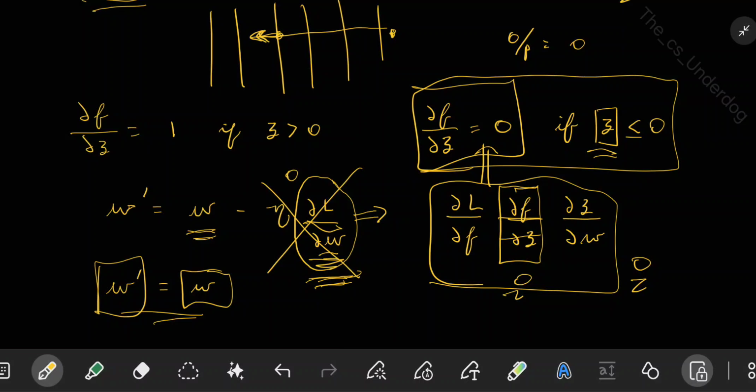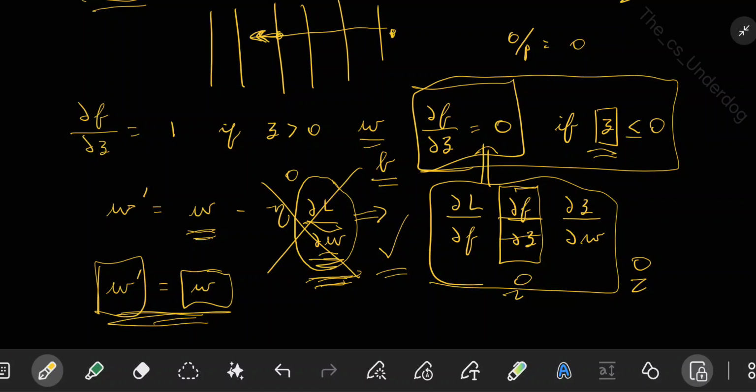So once you hit this dying ReLU scenario, weights won't be updated. Whatever the weight is, it will stay as it is. Whatever your bias is, it will stay as it is. There will be no further updation to it. Because of that, forever it will stay as a dead neuron. It will be in a dying ReLU scenario. It will be a dead neuron forever. Okay, this is the scenario.